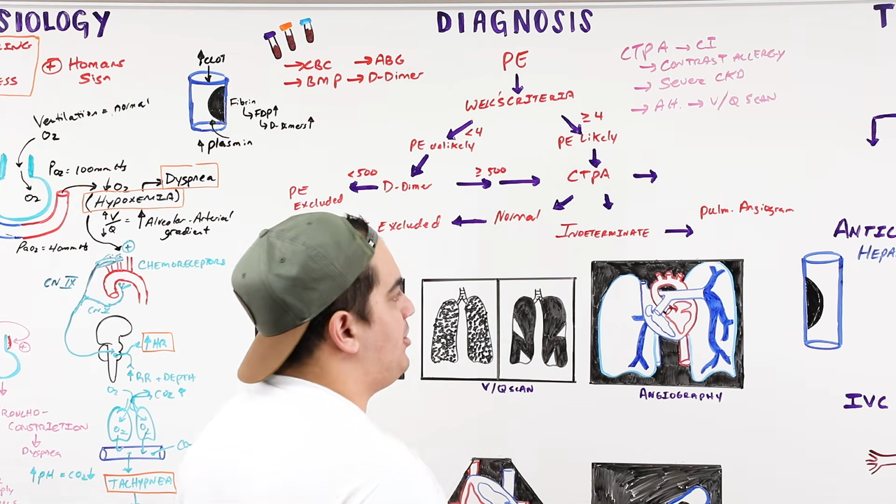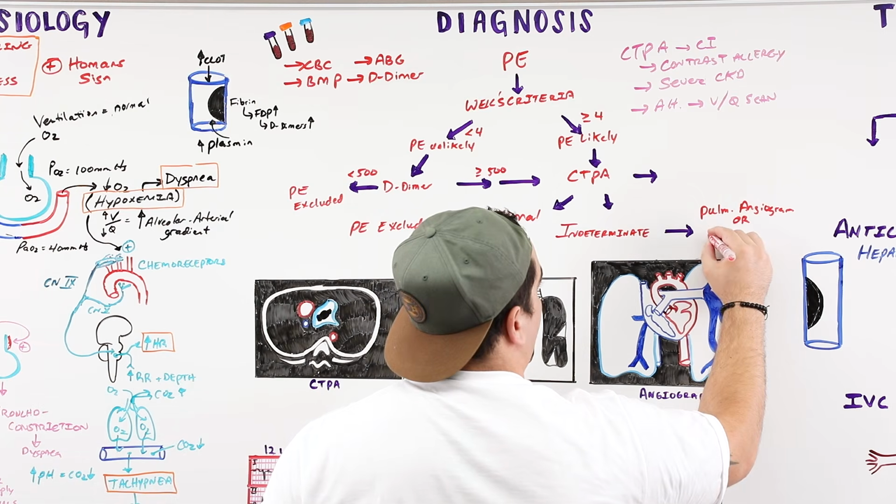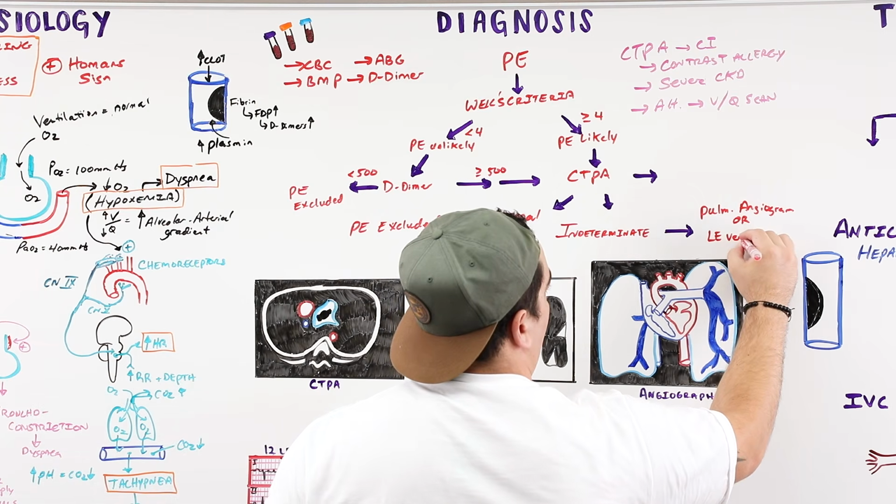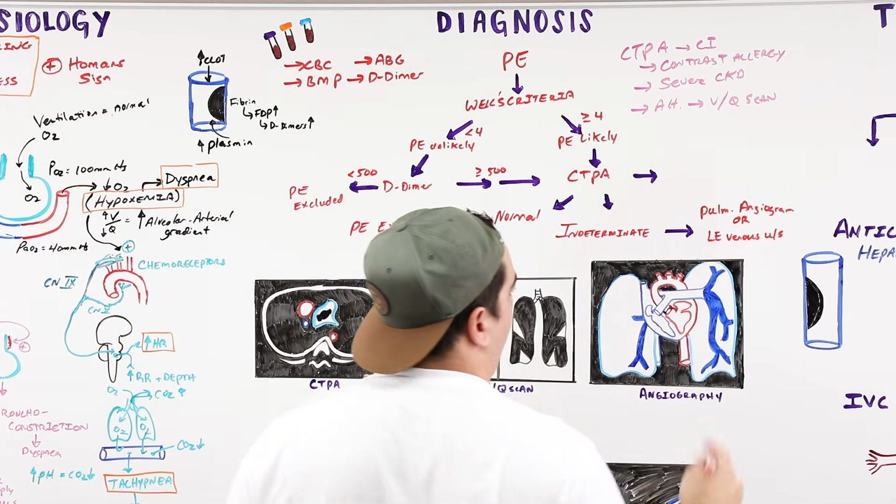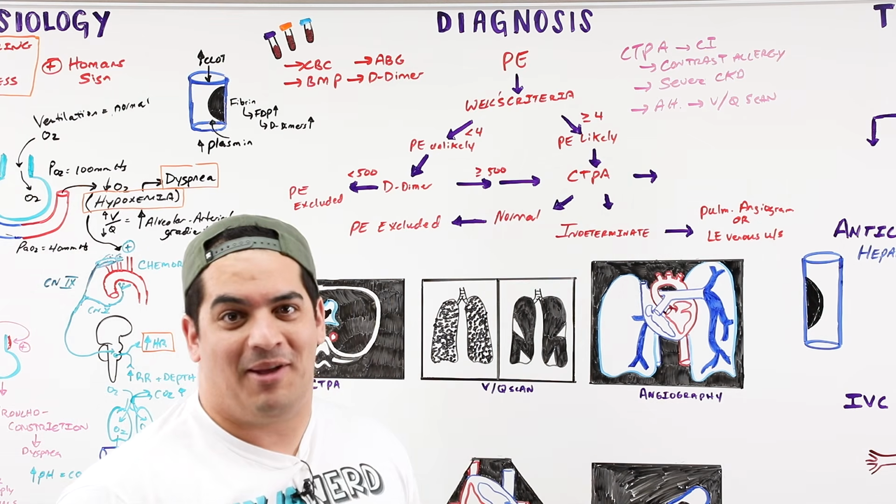Okay. Another option is what's called a lower extremity venous ultrasound, because again, what is the most common cause of someone developing a PE?